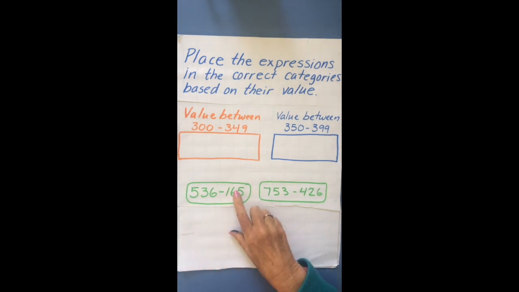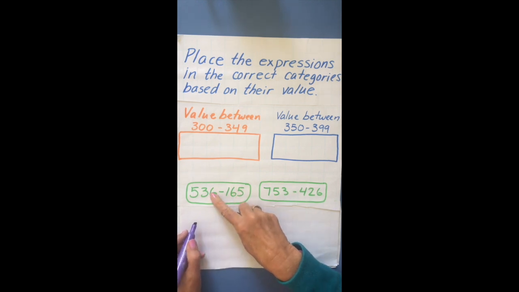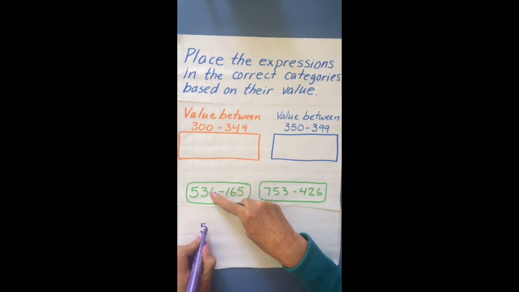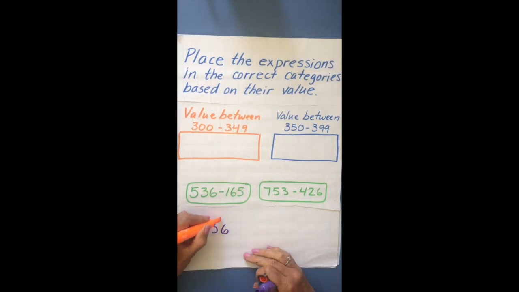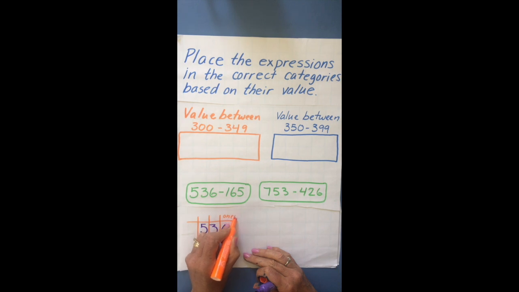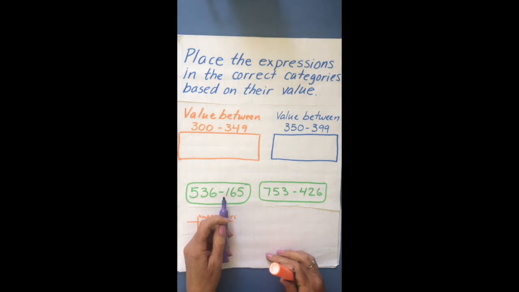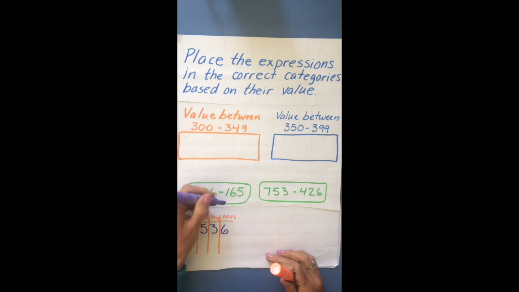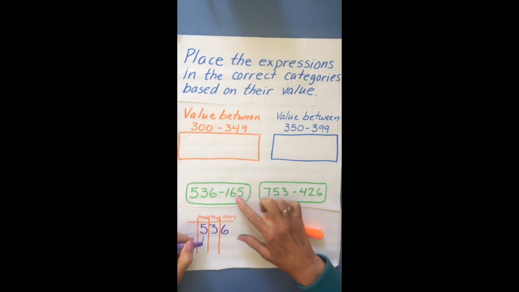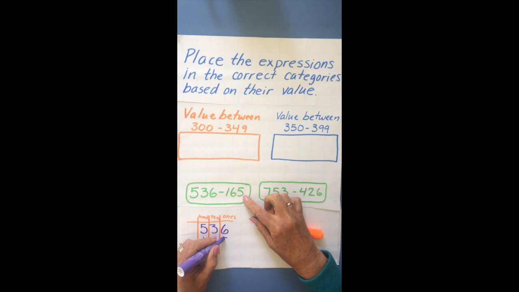So I'm first going to try to solve this problem here. The first thing I do is I write the first number, and then I put down my place value chart. And then I put the ones place, the tens, and the hundreds. And I'm just going to put hund. Okay. Now I have to put this number 165 in the correct place in my place value chart. So that's 100, 6 tens, 5 ones. And now I can subtract.